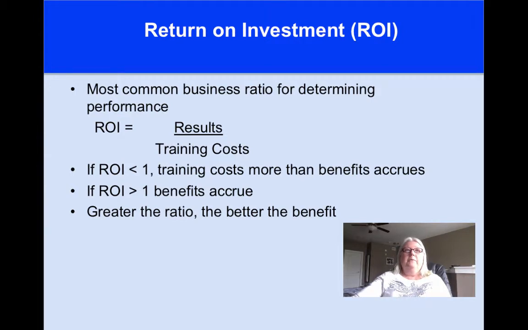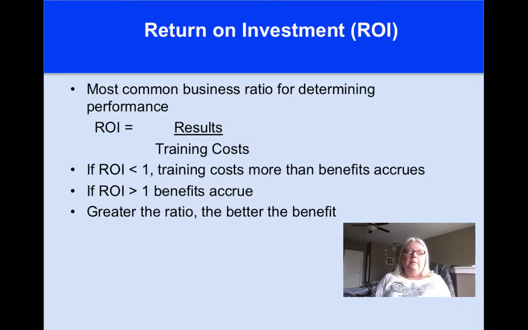So this is the formula for return on investment. So what we do is we add up all the costs. These are direct costs, indirect costs, development costs, overhead costs, and compensation for participants. We add all that up, okay, and then we take the results and we divide it by the training costs.